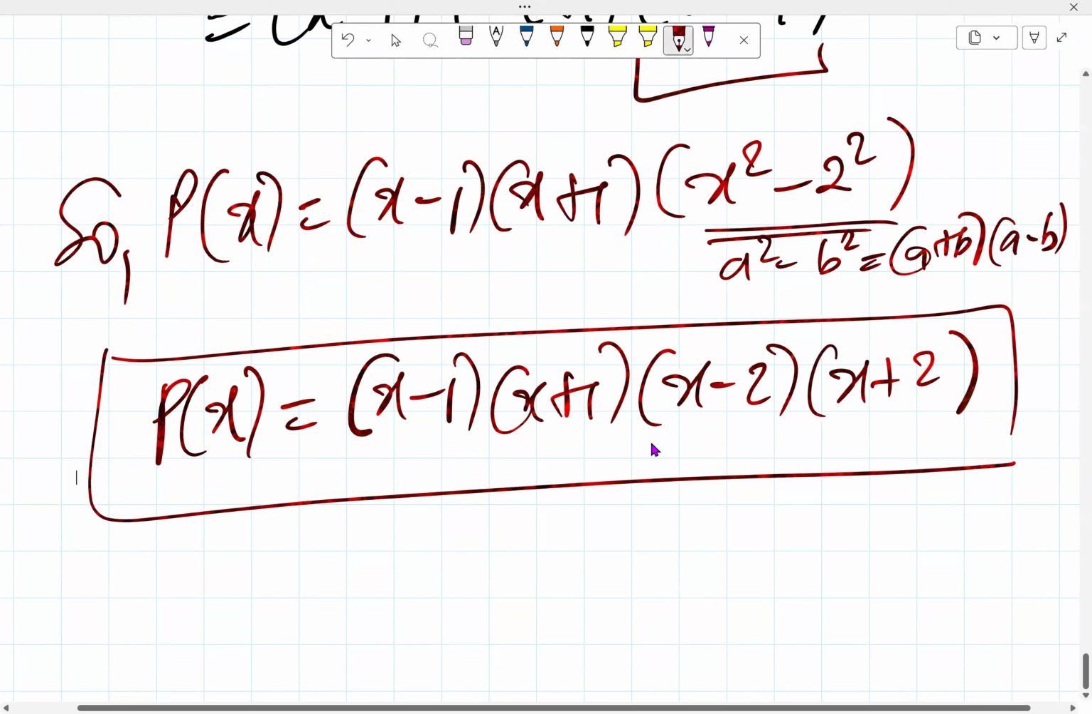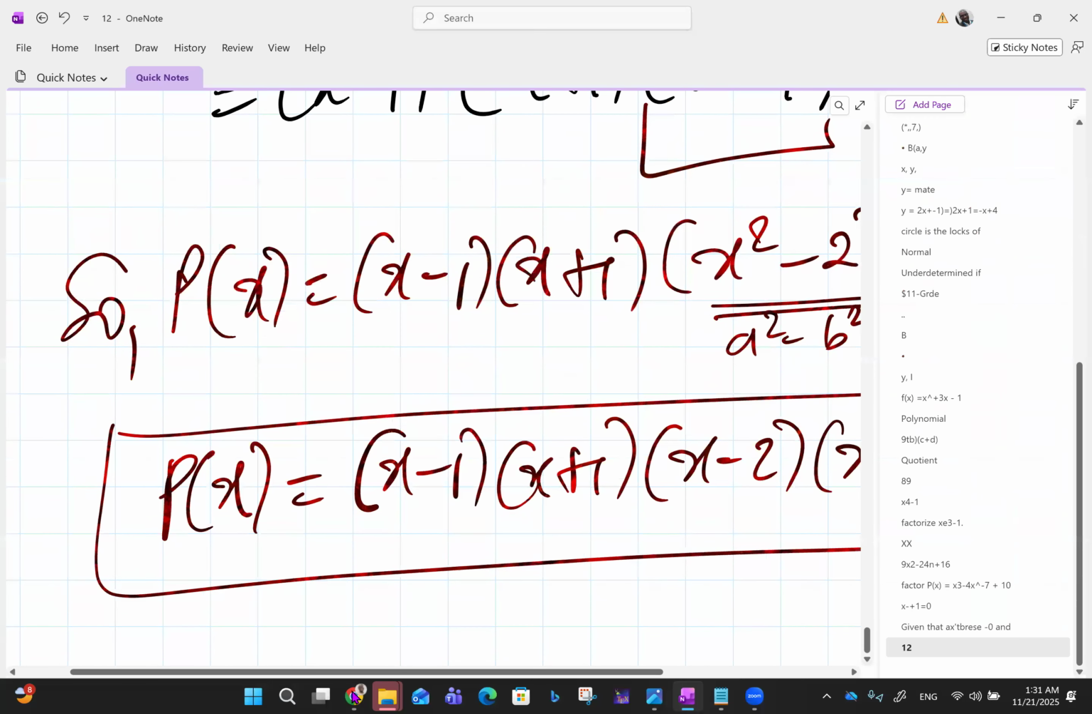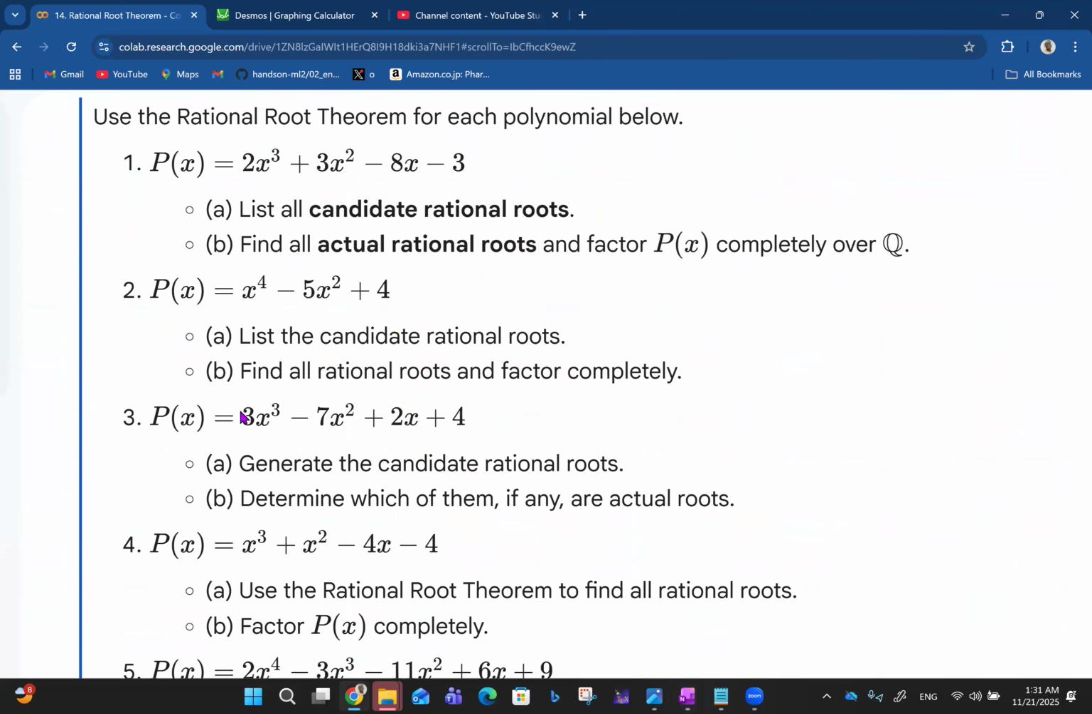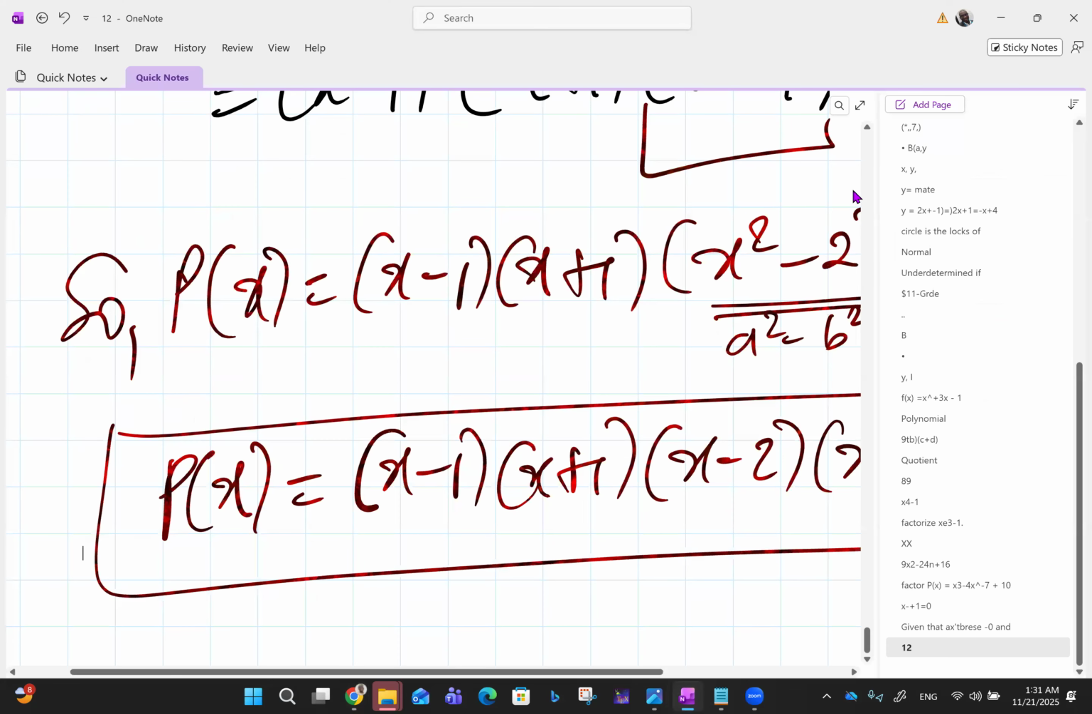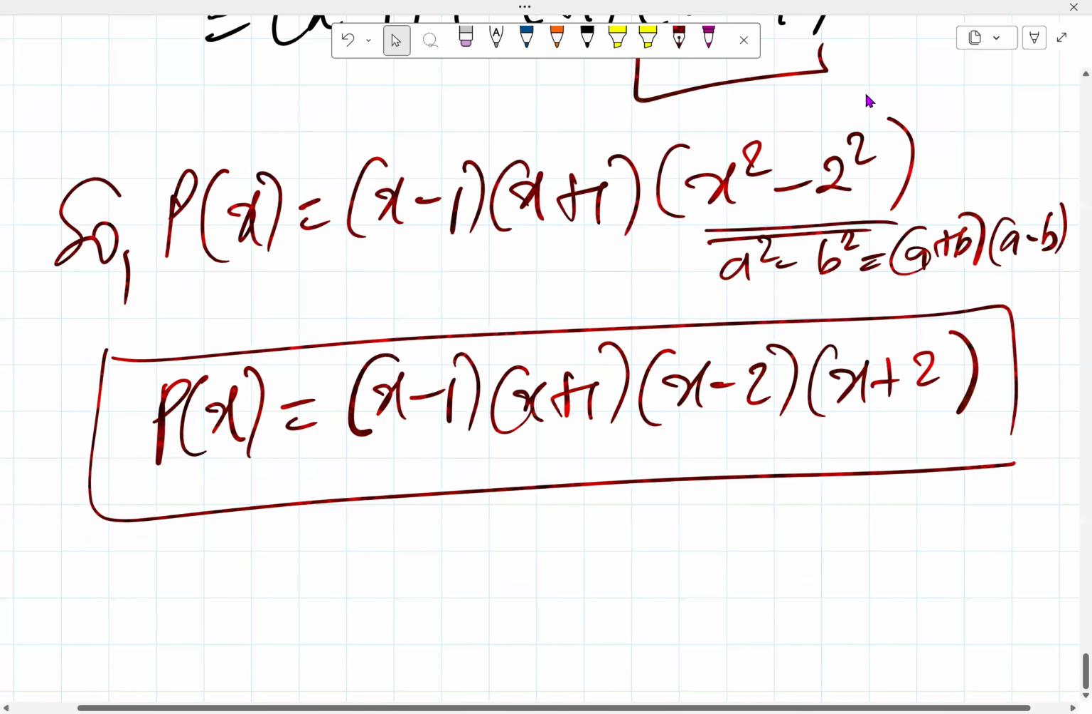Everything is now in linear terms. What else are we expected to do? I think we are supposed to solve, right? Once you are factorized, the solving is easy. The question says find all rational roots and factor completely. We have found all rational roots now, so let's just complete this.